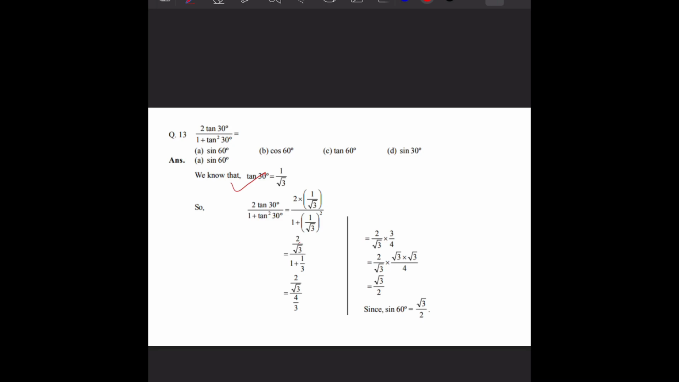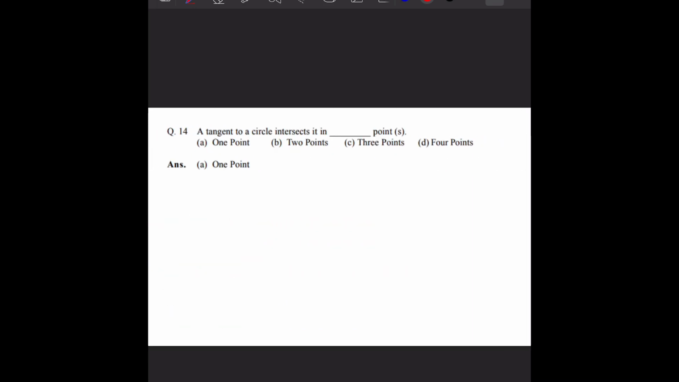Which is equals to 2 by root 3 into 3 by 4. 3 can be written as root 3 into root 3. Root 3 and root 3 cancel. 2 2s are, that will be root 3 by 2. And how do we find out root 3 by 2? Root 3 by 2 is nothing but sine 60 का value. Sine 60 is root 3 by 2. Moving on to the MCQ number 14.